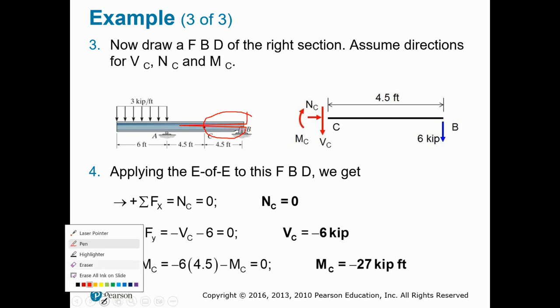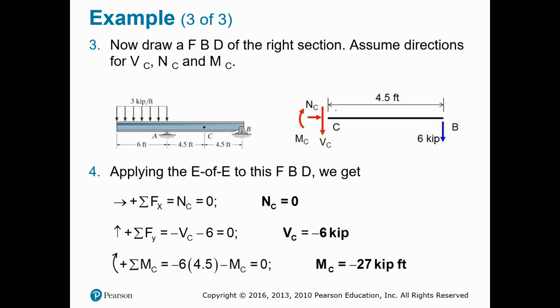The section on the right says that I have C. Once I do my cut, I have my normal force, which is NC, shear force, which is VC, and then the bending moment MC. Now, again, we assume all these directions. You just assume a direction. And then if your result comes out to be positive, it means your assumption of the direction is correct. If it comes out to be negative, it means it's the opposite of what you originally assumed.